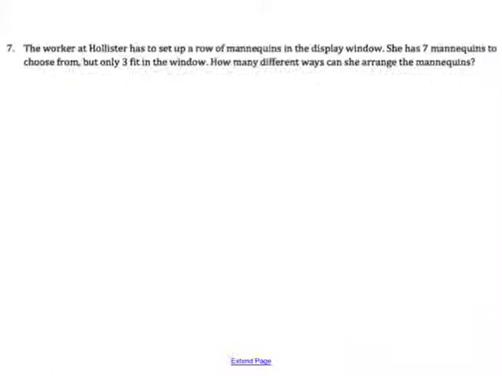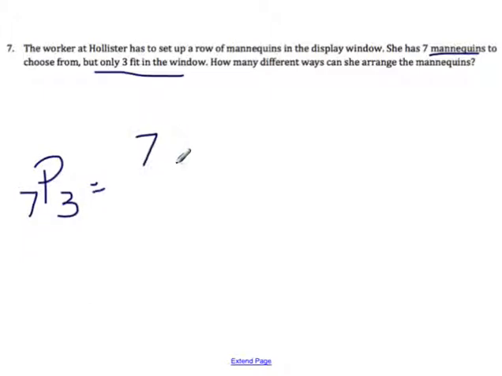Next, let's take a look at number 7. So for number 7, it says the worker at Hollister sets up rows of mannequins in the display window. She has 7 mannequins, so that's our total mannequins, but only 3 fit in the window. How many ways can she arrange these mannequins? So we have 7, but we're only going to pick 3 of them. So then we're going to do 7P3. So on top, we have 7 factorial. On the bottom, we have 7 minus 3 factorial.